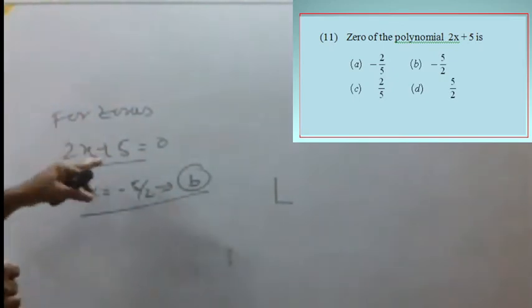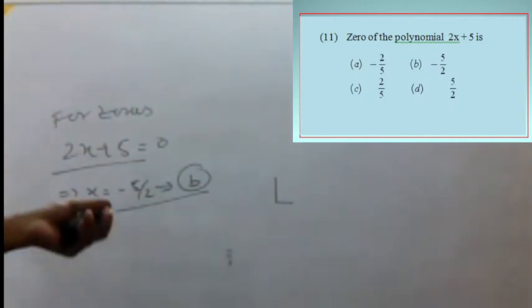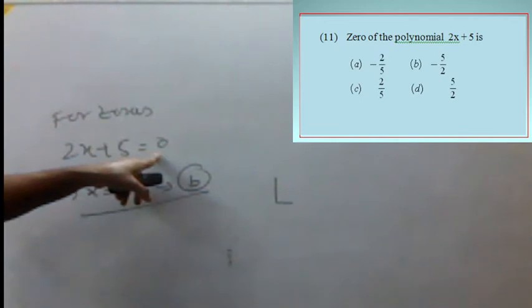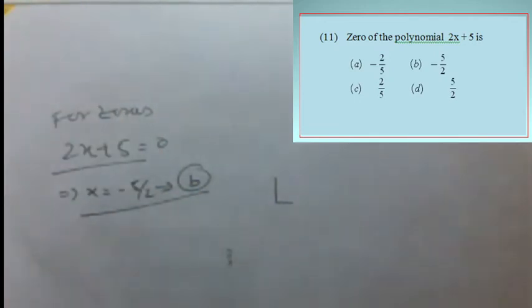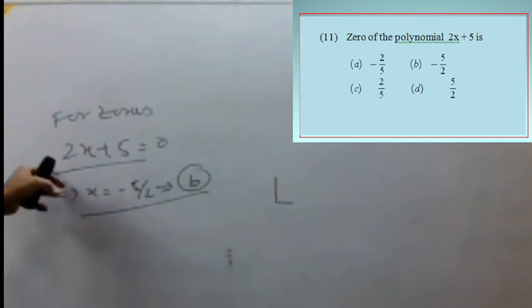That is the zero of the one expression, one polynomial given. We have to put the right hand side 0, after that solve it. When we put the right hand side 0, this becomes one equation. It may be linear or it may be quadratic, then accordingly we have to solve this.